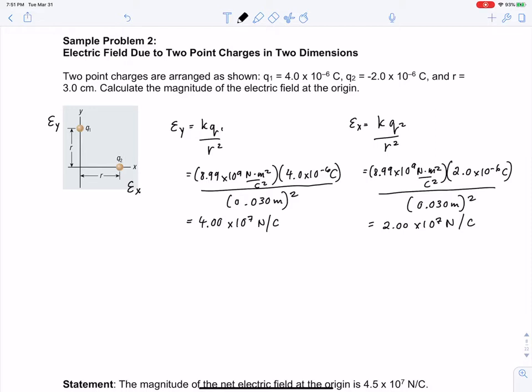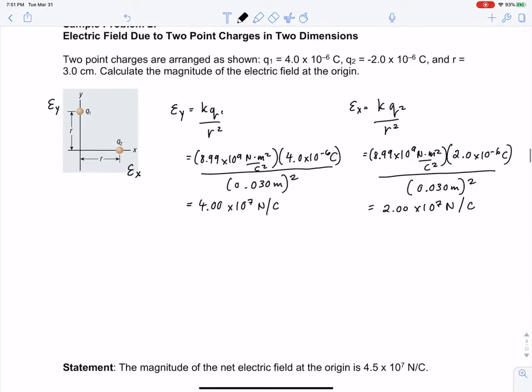Okay. So we have one electric field in this direction, the y direction, and one electric field in the x direction. And we can find the net electric field, the magnitude of it, by using Pythagorean theorem. They're not asking us for direction.